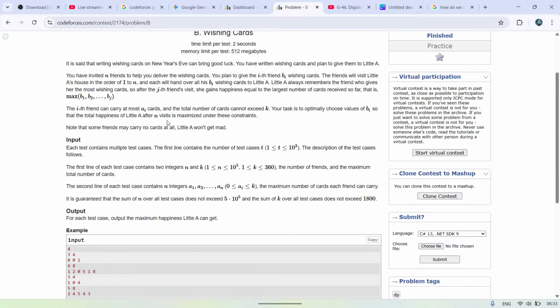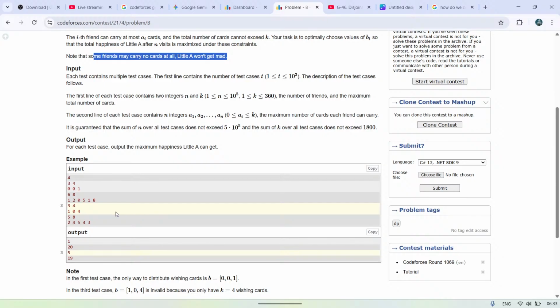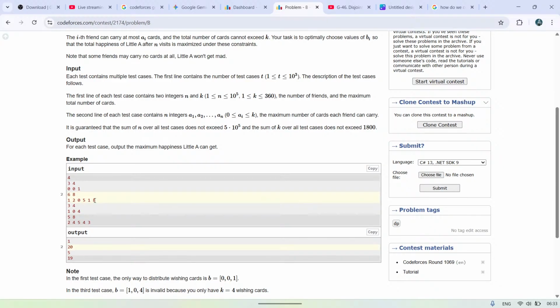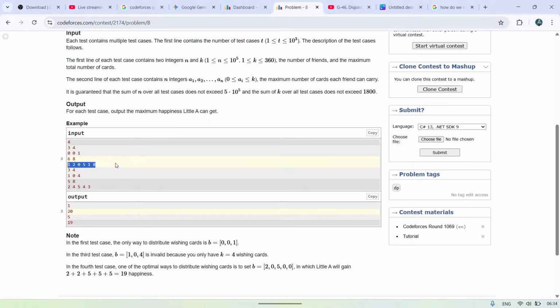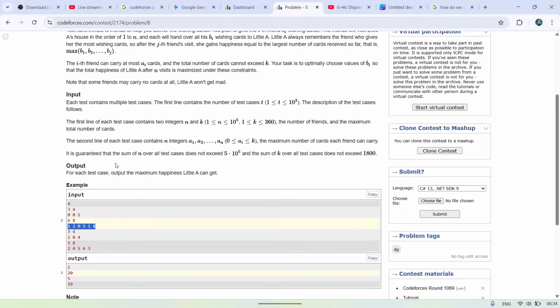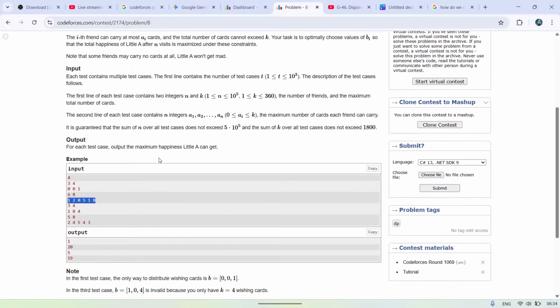The ith friend can carry at most Ai cards, and the total number of cards cannot exceed K. Choose values of Bi so that the happiness of A is maximum, right? So I can just give all the cards to one person, the last person, and she will get the maximum happiness, right? Or no? I think maximum happiness is the sum, right?